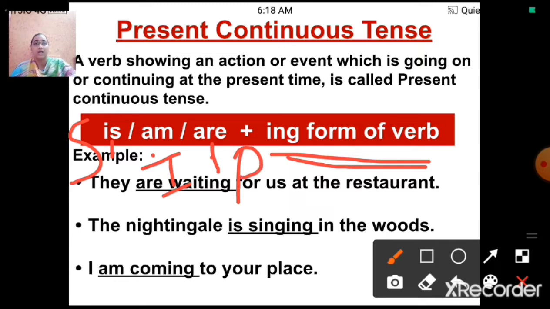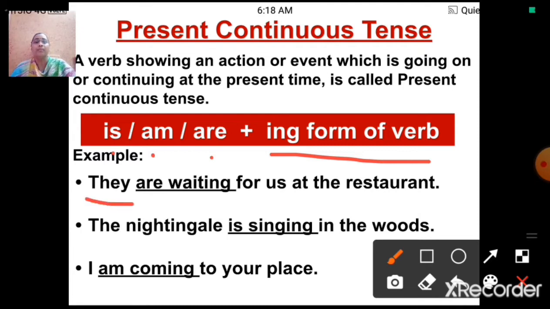Now let us understand this with the help of these examples. They are waiting for us at the restaurant. Here students, you can see they is a plural subject, right? So we are going to use are. So they are, and along with that we will follow the formula. We are going to add the ing form of verb. So the sentence will be they are waiting for us at the restaurant. Then the next one. The nightingale is singing in the woods.